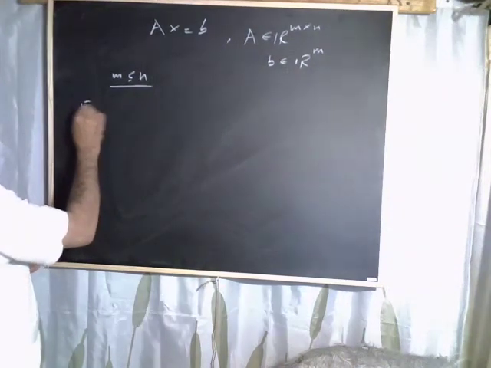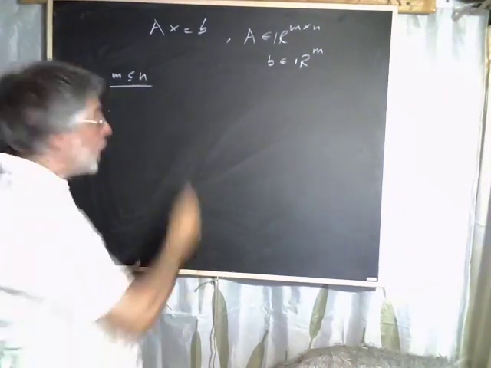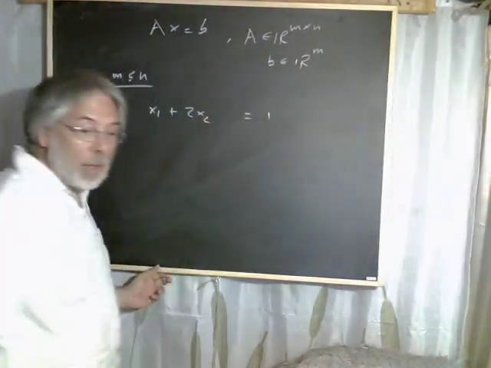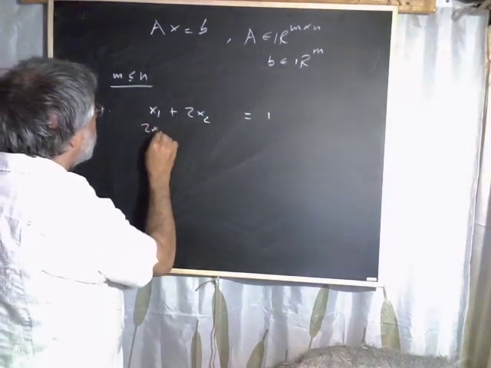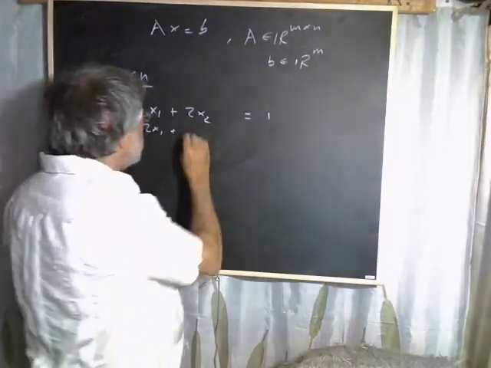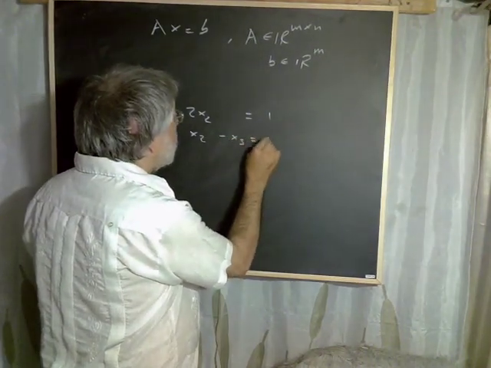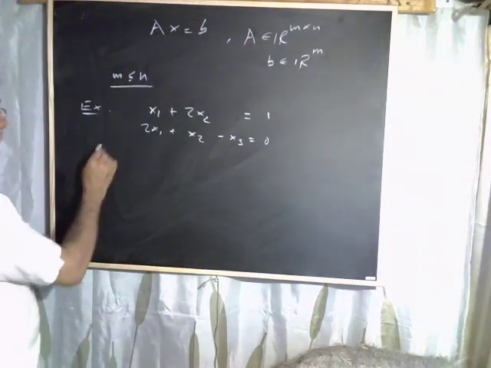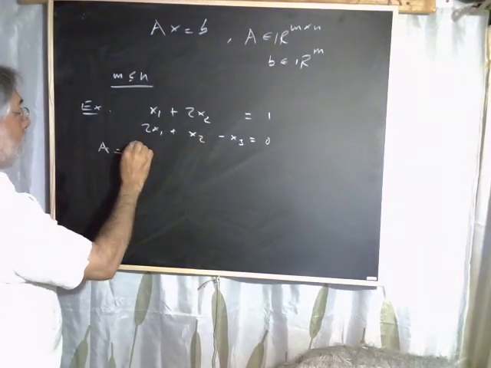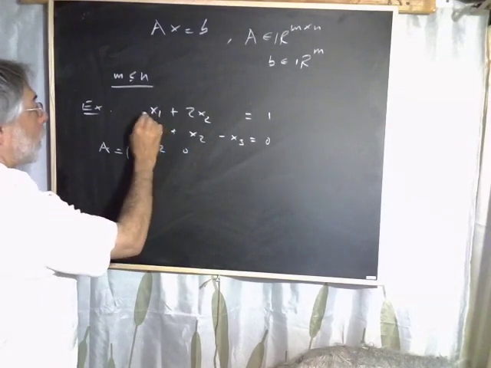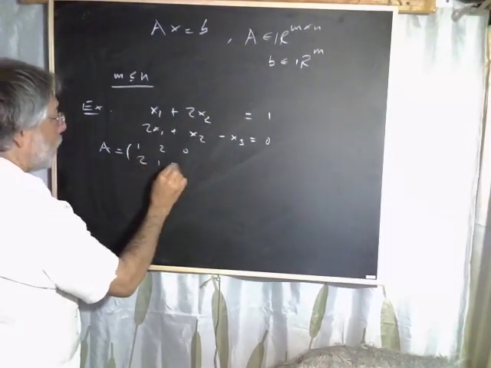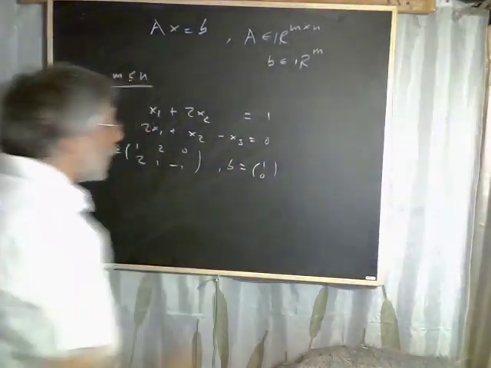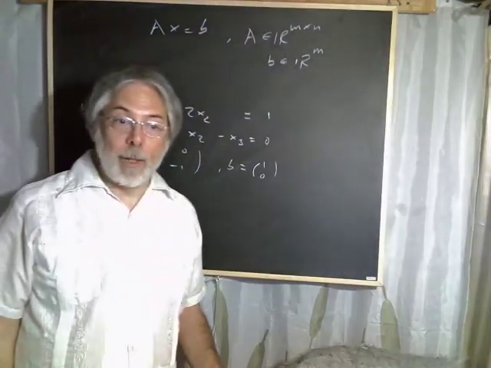For example, let's look at this equation. x1 plus 2x2 equals 1, and 2x1 plus x2 minus x3 equals 0. Here's the case. We have three variables and two equations. We have the coefficient matrix A, 1, 2, 0, 2, 1, minus 1. The right hand side b is the vector 1, 0, and well, the solution will come to that.